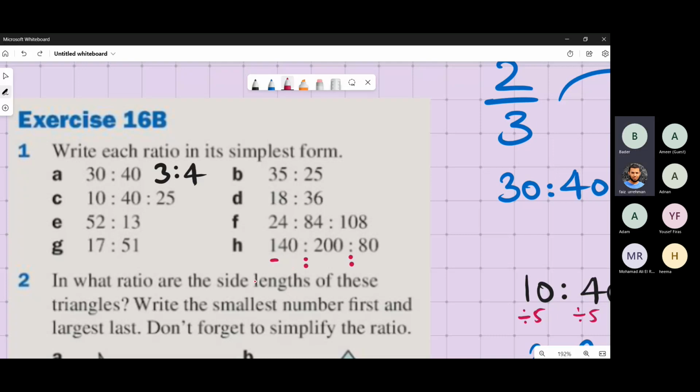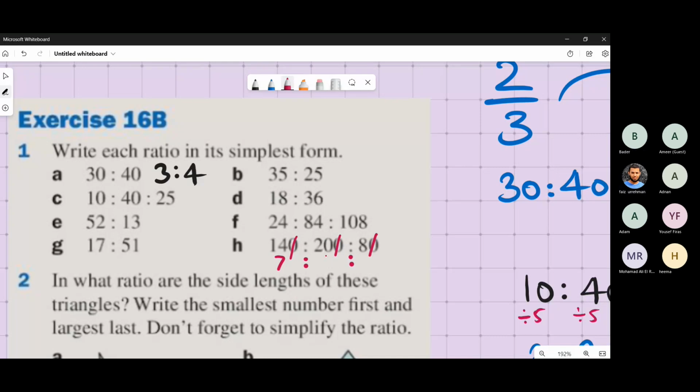Are you subtracting or dividing? 7. Yeah, 7. Then 20. Or to make it simple, cancel one 0 from all. Now it is very easy. 14, 20, and 28. Now tell me what to divide by. 7. Yes, 2.